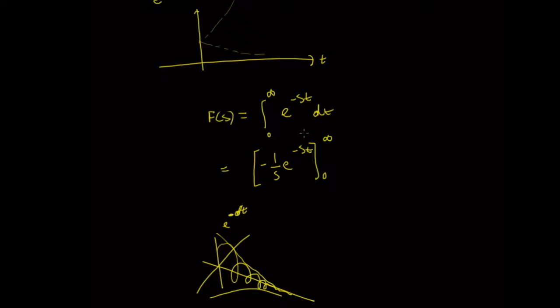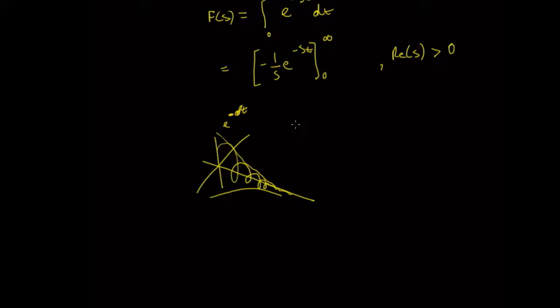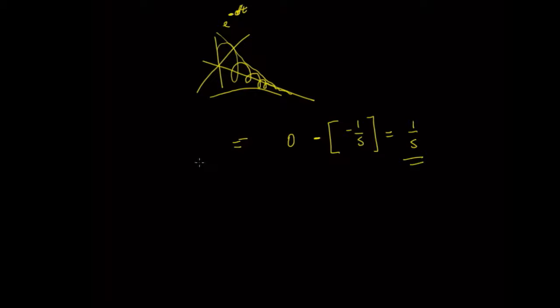So we know that we're going to get that value, but only whenever the real part of s is greater than 0. By the real part of s, we mean the sigma, because that's the one that determines the convergence. When we finally finish this off, as t tends towards infinity the e to the minus st is going to tend towards 0, so you end up with 0 minus, and as t tends towards 0, e to the minus st tends towards 1, so you're just left with the minus 1 upon s, which equals 1 upon s. Now that there's a final answer.